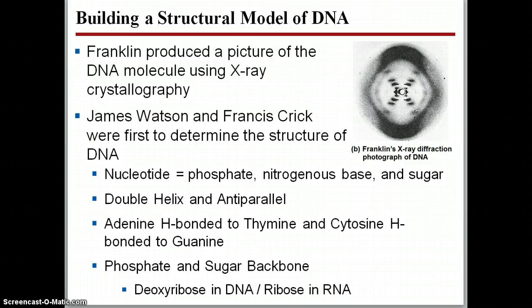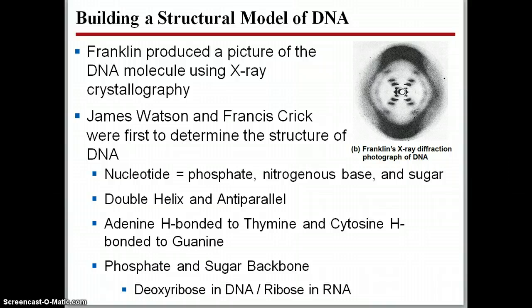From here, scientists continued to look into DNA further. Rosalind Franklin produced a picture of the DNA molecule using X-ray crystallography. You can see her image on the right. This was what first gave Watson and Crick the idea that DNA was a double helix. So they got this idea from her image.